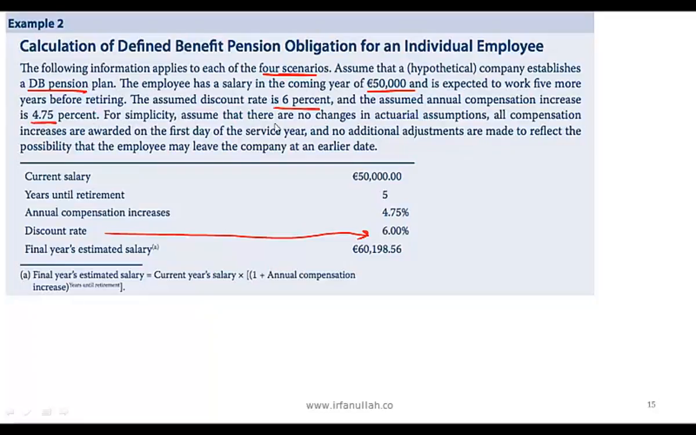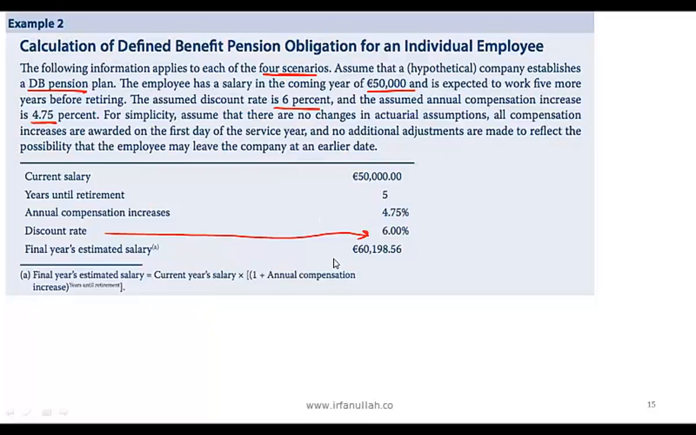For simplicity, assume there are no changes in actuarial assumptions. All compensation increases are rewarded on the first day of the service year, and no additional adjustments are made to reflect the possibility that the employee may leave the company at an earlier date. We are making some simplifying assumptions. So let's move forward. This is our high-level description that will apply across the board.